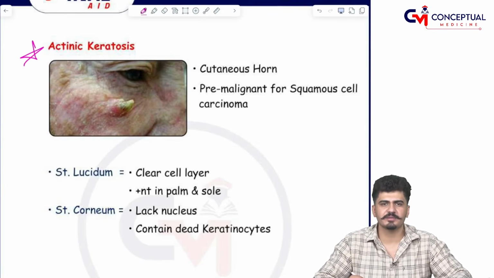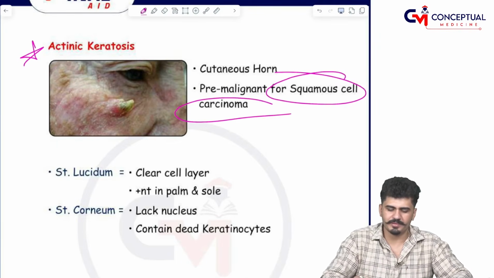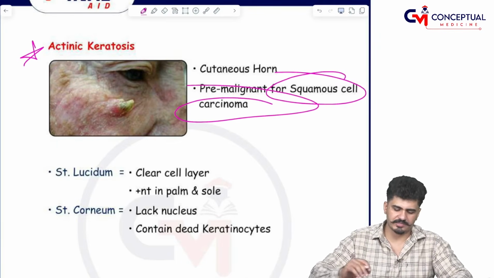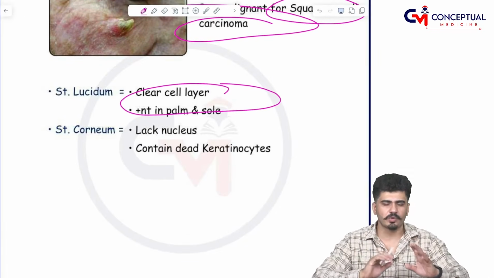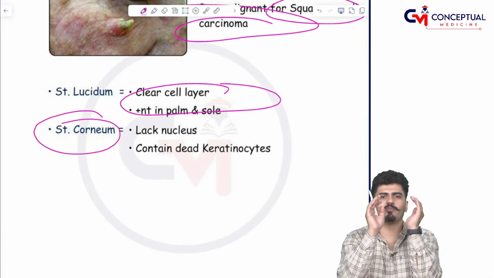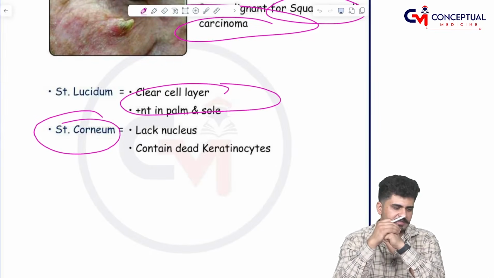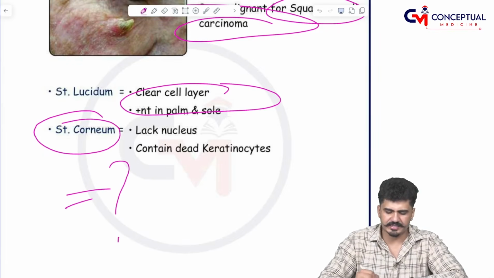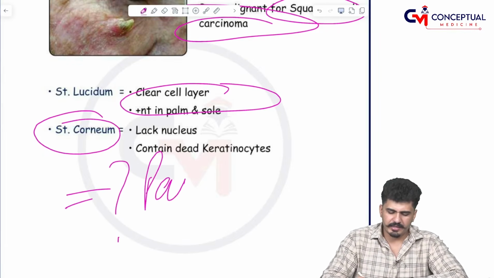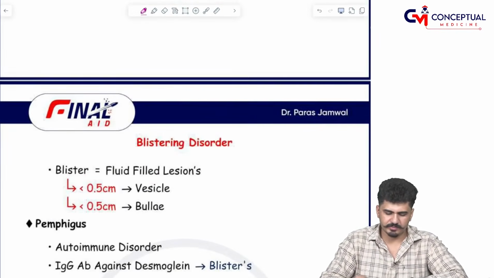Actinic keratosis, cutaneous horn. Why is this present? Because of radiation exposure, UV light exposure, a pre-malignant condition for squamous cell carcinoma. Then lucidum is a clear cell layer present in palm and sole, and corneum is the topmost layer which lacks the nucleus. And if the nucleus is present there, that condition is called parakeratosis. Parakeratosis.